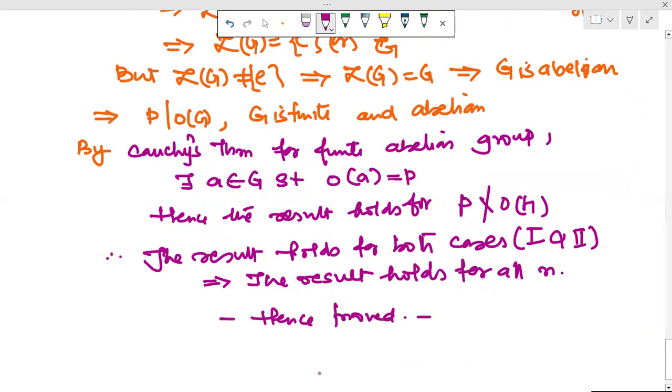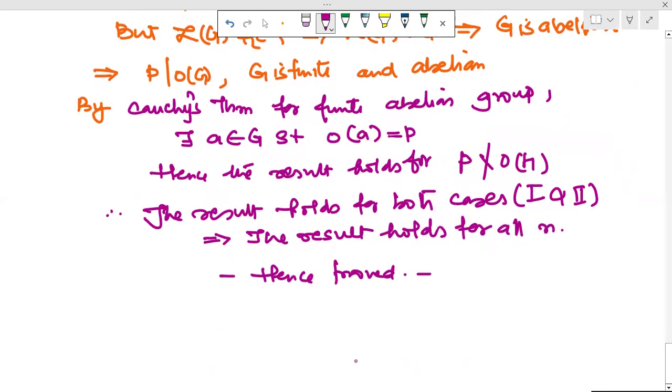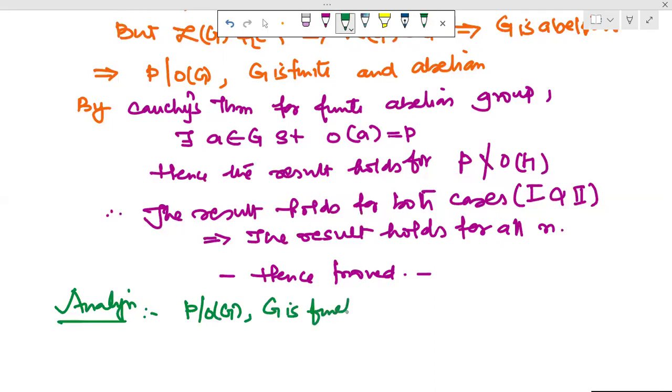So actually, what we proved, let's analyze the result first. Again, the same analysis. It says that P divides order of G, G is a finite group. Then there exists a belonging to G such that order of a is equal to P. So we have proved this theorem.